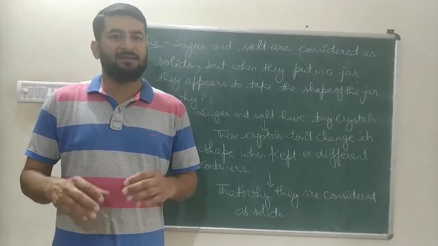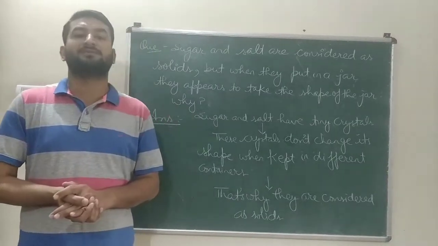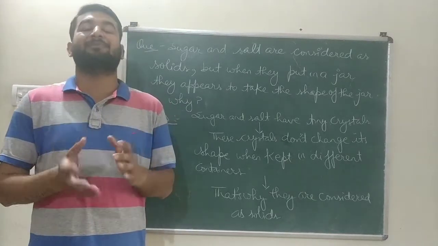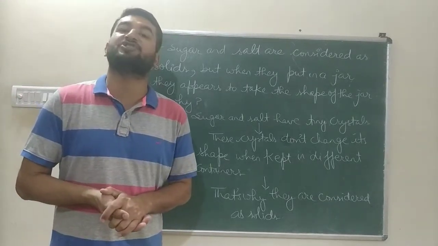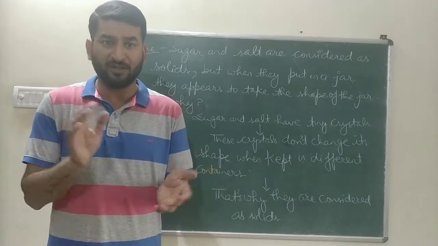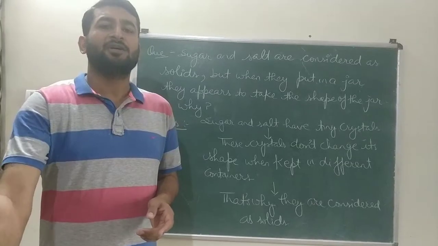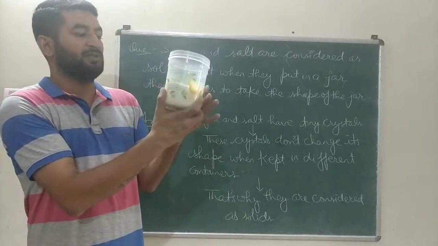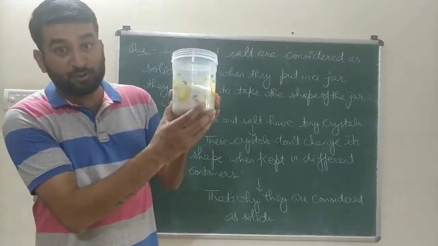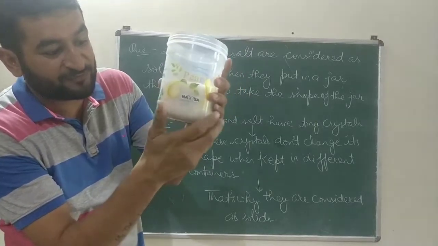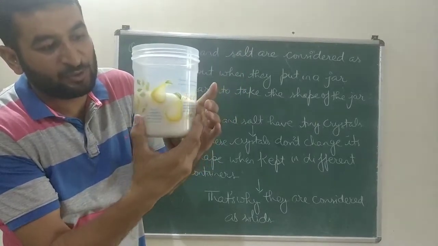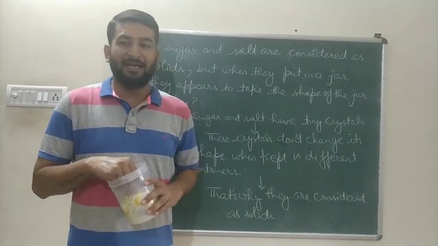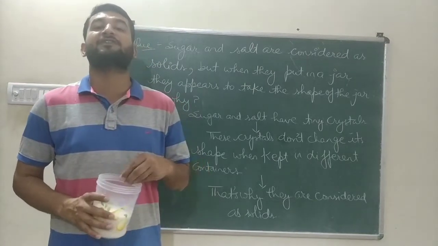Now the second point: sugar and salt are considered solids, but when they are kept in different jars, they take the shape of the jars. But solids do not take the shape of the container. Let us suppose it's a sugar container. The sugar in this container seems to take exactly the shape of the container, but it is not the truth. Actually, sugar is found in the form of crystals.